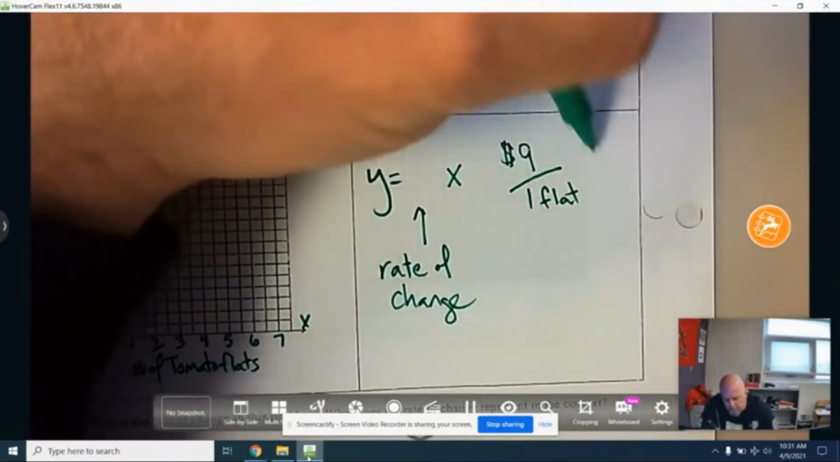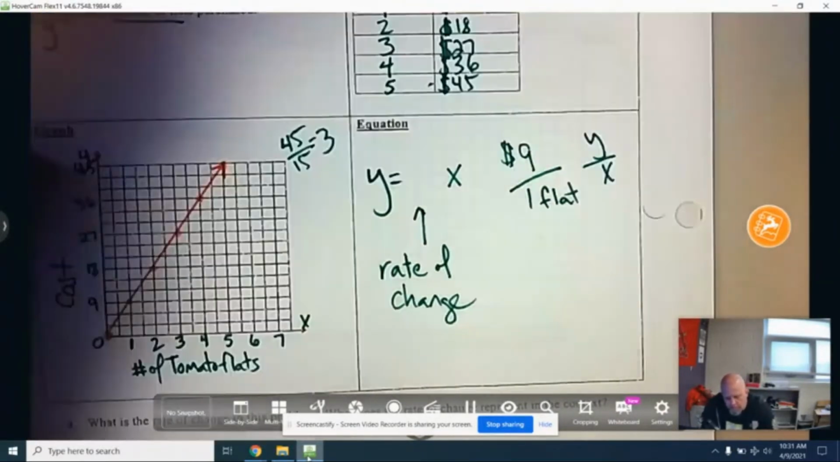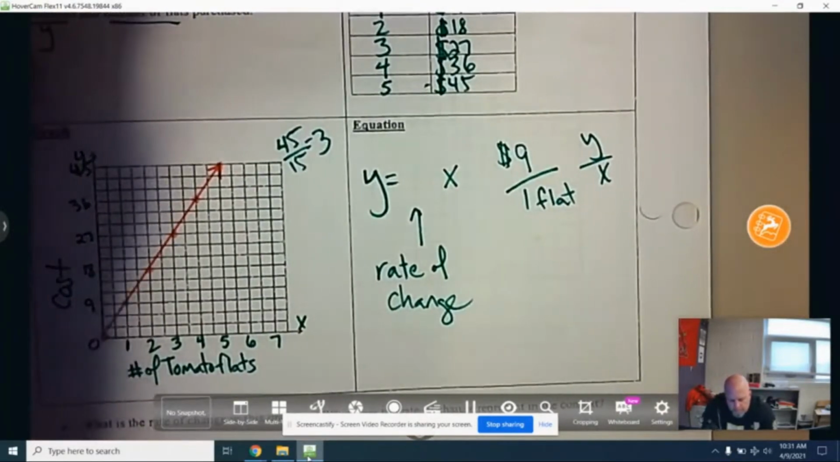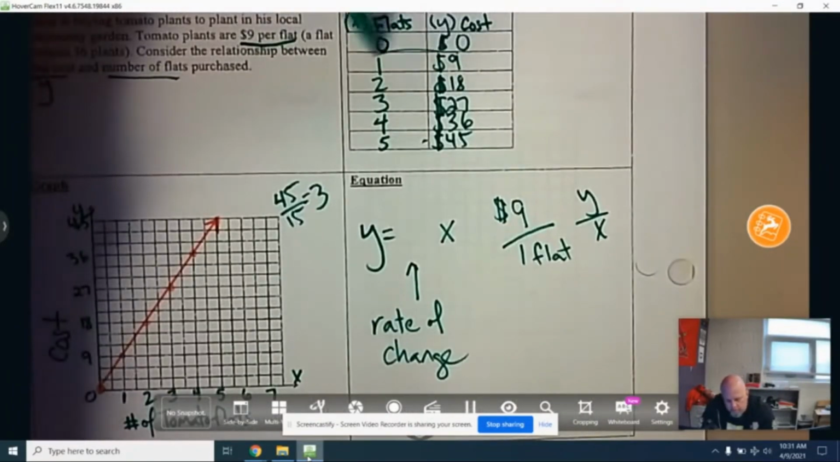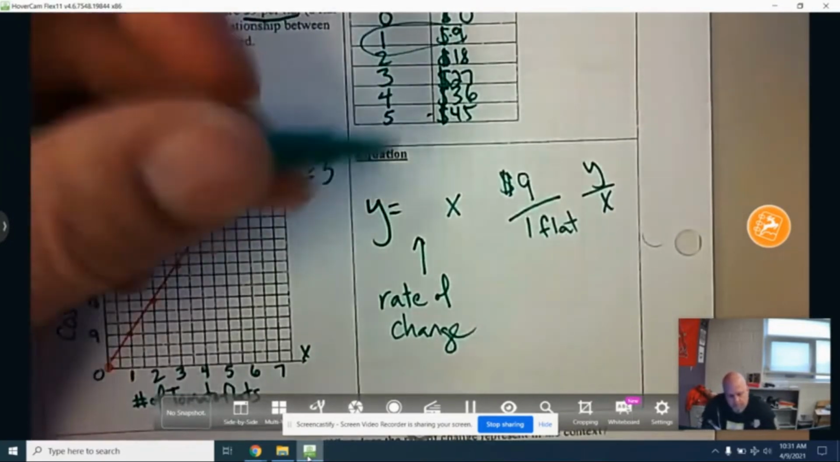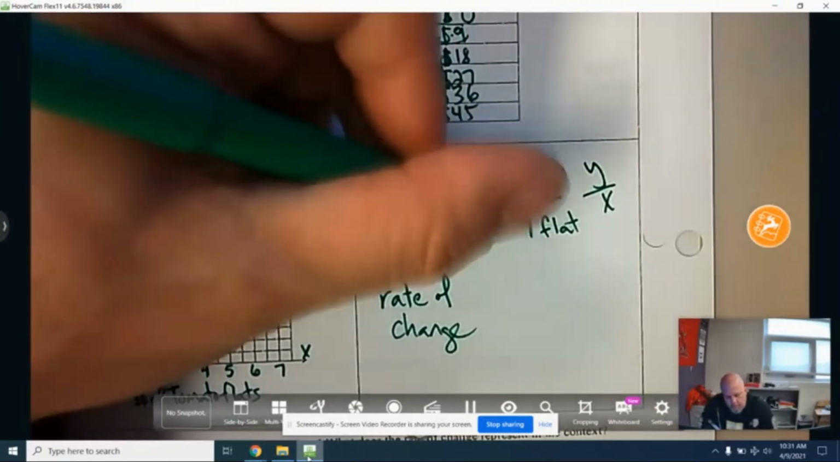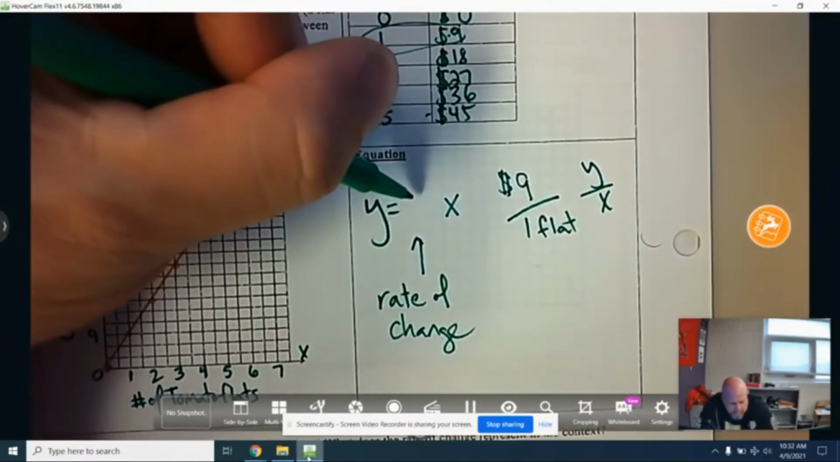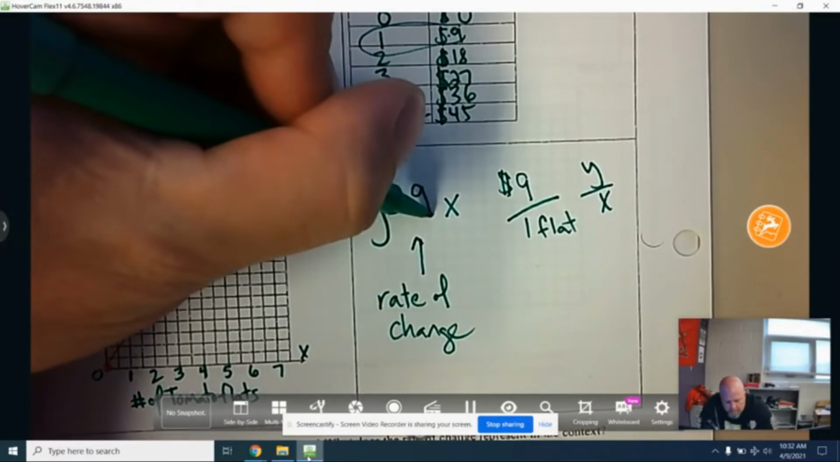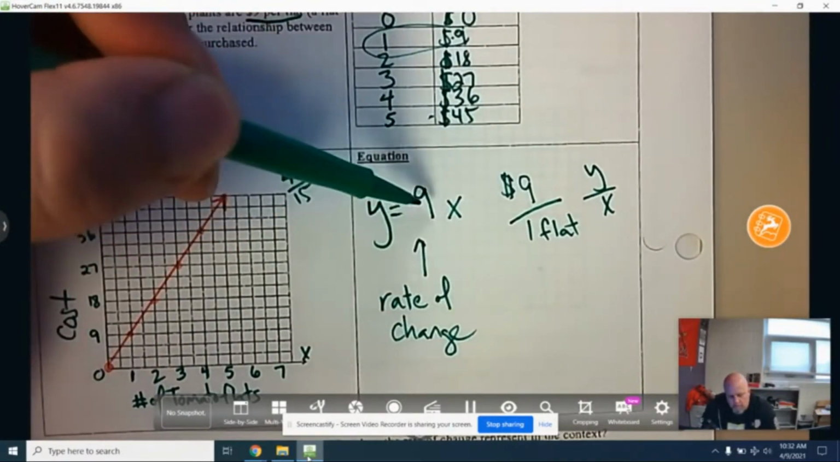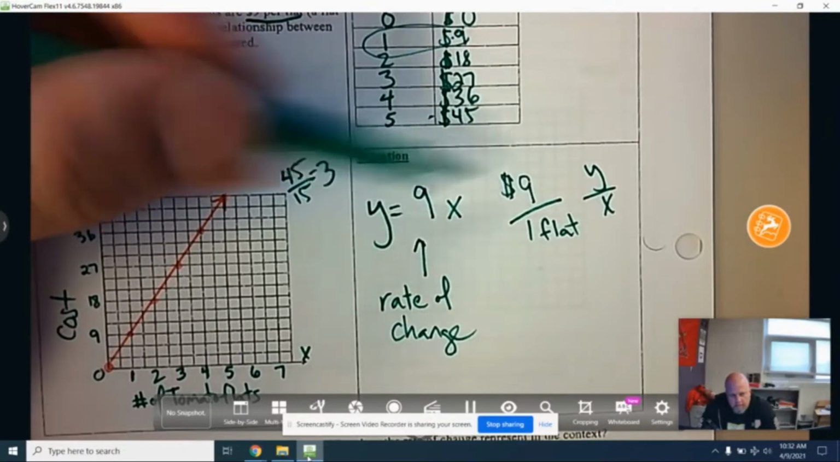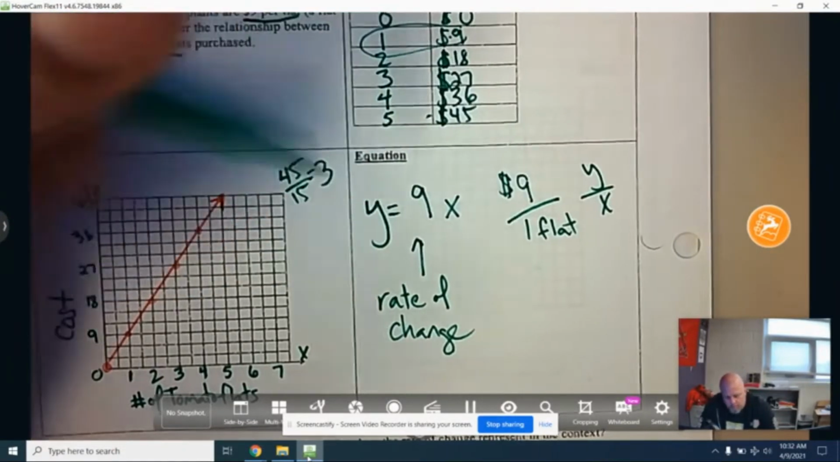So your rate of change is always your y over your x. So if you have a 1, you should always use that to kind of figure out your rate of change. So you take the y, the cost, over the x. $9 over 1 flat. Okay, so this means 9 over 1. It just simplifies to 9. So I can put a 9 in there. And our equation doesn't need to have that label. It doesn't need to transfer the label over. Okay, we just put the 9. 9 divided by 1 is 9.